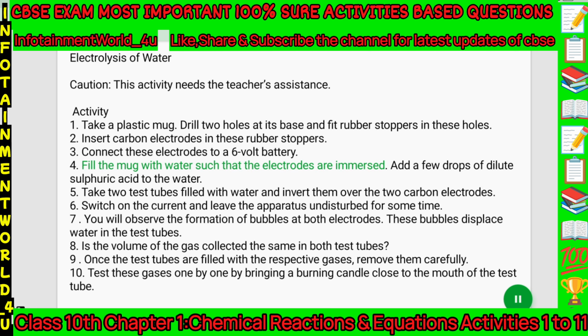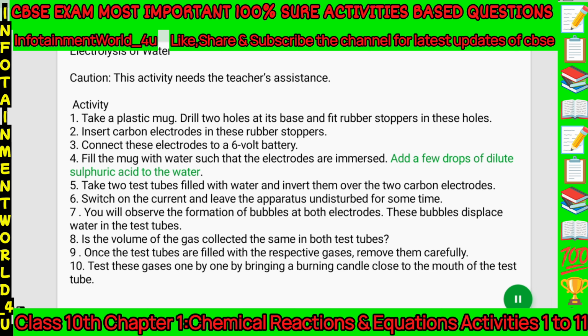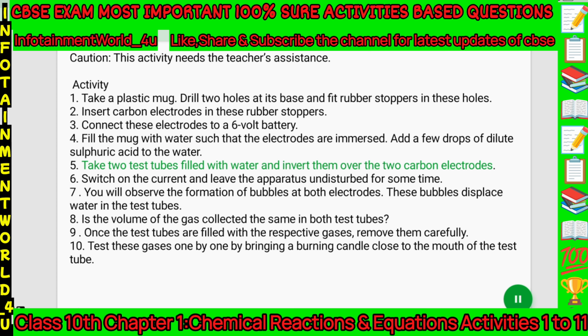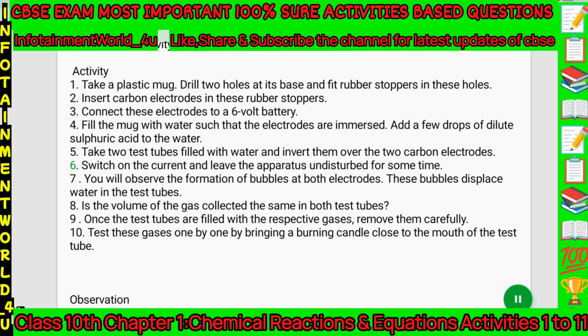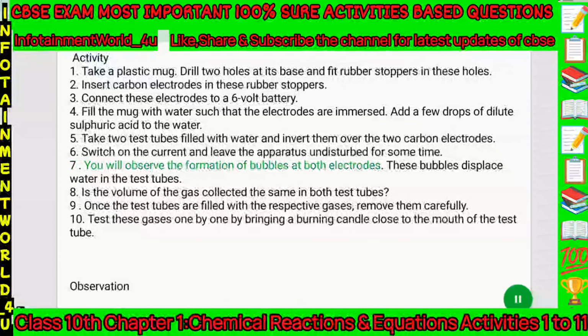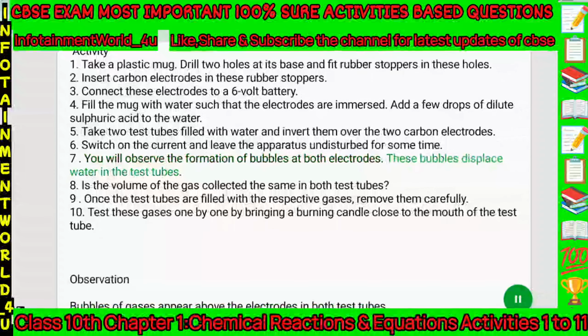4. Fill the mug with water such that the electrodes are immersed. Add a few drops of dilute sulfuric acid to the water. 5. Take 2 test tubes filled with water and invert them over the 2 carbon electrodes. 6. Switch on the current and leave the apparatus undisturbed for some time. 7. You will observe the formation of bubbles at both electrodes. These bubbles displace water in the test tubes.